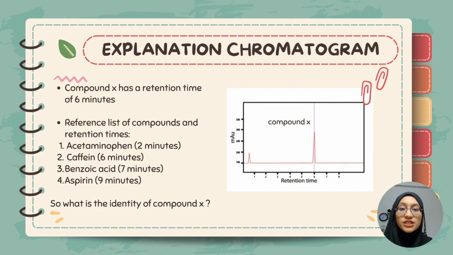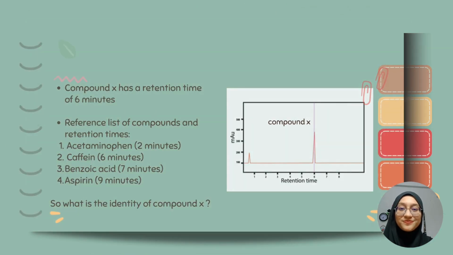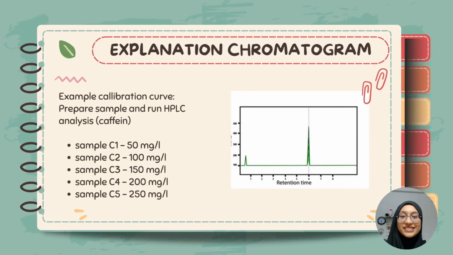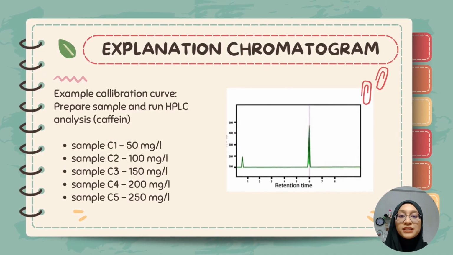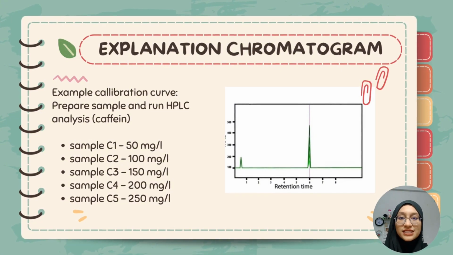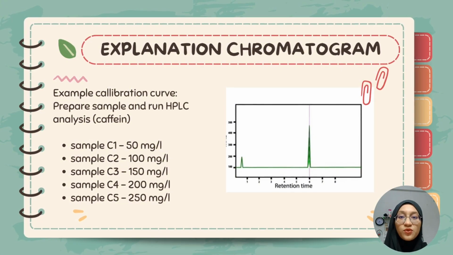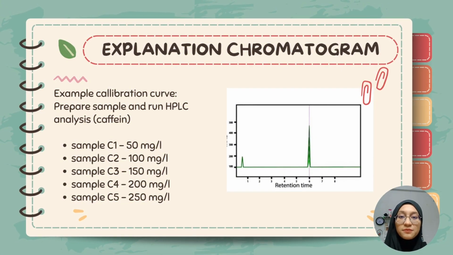Let's check the concentration of caffeine, which can be determined with the calibration curve. Let's check the example calibration curve. Prepare samples and run HPLC analysis as follows: sample C1 50 mg/L, sample C2 100 mg/L, sample C3 150 mg/L, sample C4 200 mg/L, and sample C5 250 mg/L.